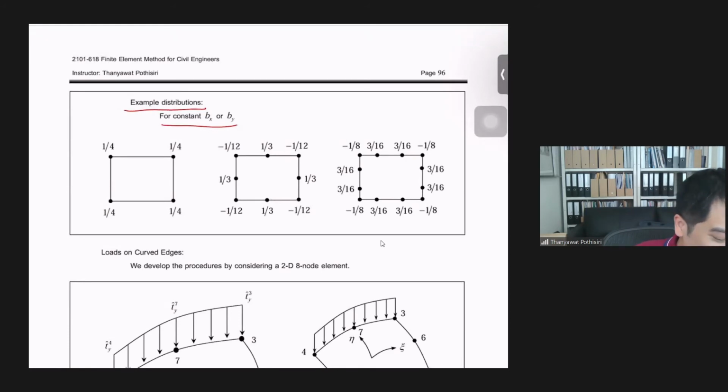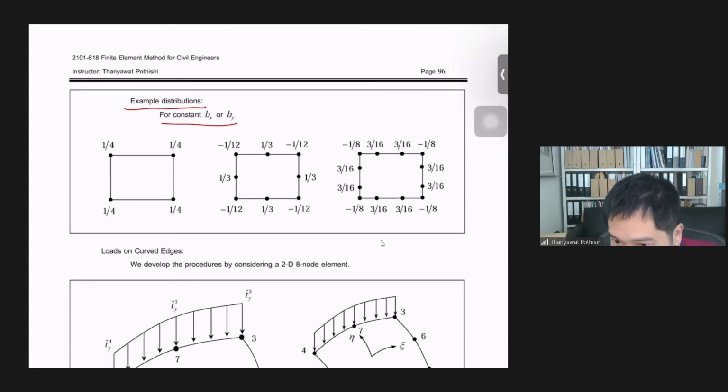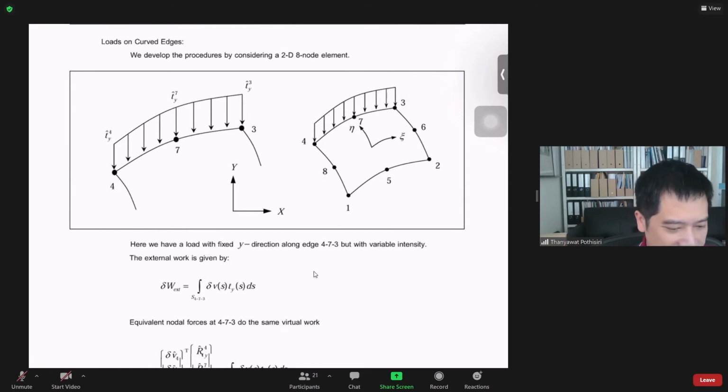Okay, so if there are no questions for a body force, now let's take a look at the surface traction.